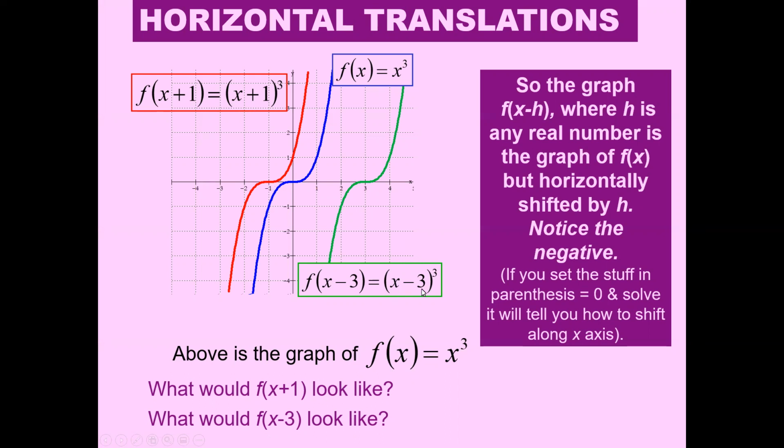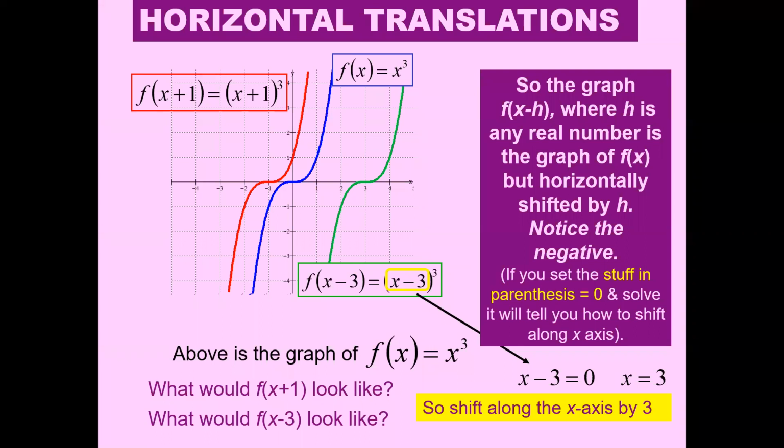If you have x minus 3 and you put it equal to 0, when you solve for x, x is going to be equal to 3. And so you know that it's going to be shifted to the right by 3 units. Okay, so the graph of f of x minus h, where h is any real number, is the graph of f of x, but horizontally shifted by h. Notice the negative. It's the same thing that I had read, and I just gave you the example so you know that it has been shifted. And you can see the shift right there highlighted in yellow.